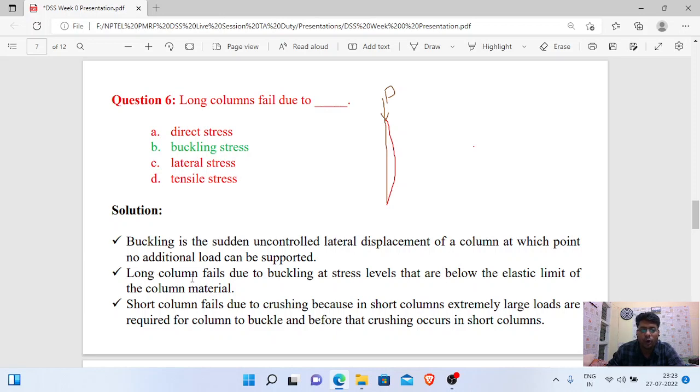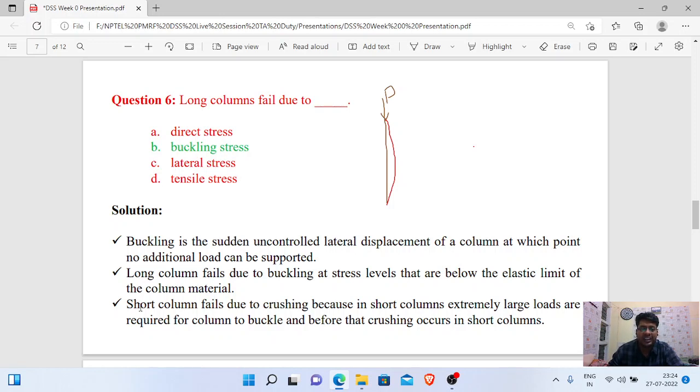Second point, a long column fails due to buckling at stress levels that are below the elastic limit of the column material. Let us suppose the elastic limit of the column material is Fy, the yield stress. Due to buckling this column will fail before it reaches its elastic limit.